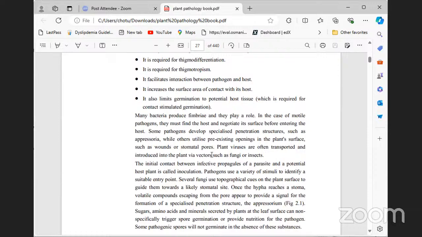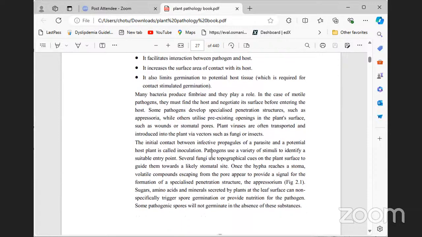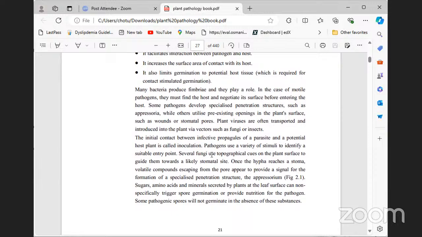Some pathogens develop specialized penetration structures, such as appressoria, while others utilize pre-existing openings in the plant surface, such as wounds or stomata. Now I will explain the penetration sources of the pathogen. That is the stomata one. Second thing is the wounds.